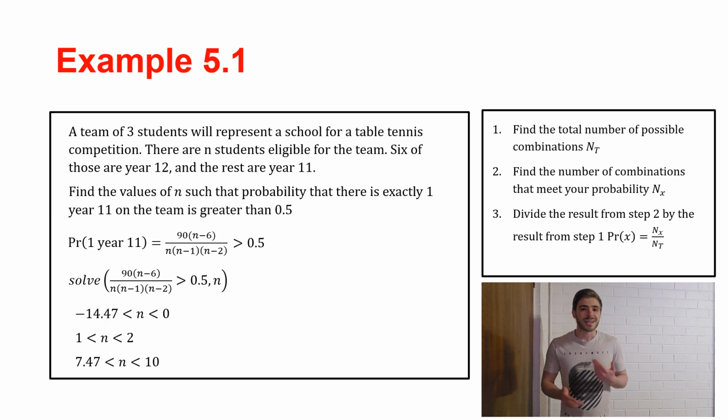This is where we have to do a bit of a sanity check. Well, we can't have a negative number of students, so the first domain is clearly invalid. We also can't have a decimal number of students either, so we're going to take our decimal and then just round that up to 8.